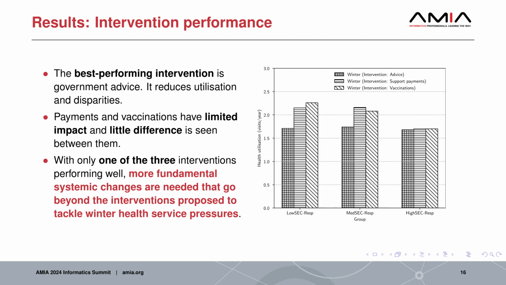Finally, we showed the type of insight we can gain by modeling in this way and running simulations. So we tested our different interventions in this simulated space, and our results showed that the best performing intervention was government advice. In comparison, household payments and increasing vaccination eligibility had little impact on health utilization, and little difference was seen between them. And really the fact that we only saw one high-performing intervention produces our overall interpretational result here, which is that more fundamental systemic changes are needed that go beyond the interventions that we've seen in order to tackle winter health service pressures.